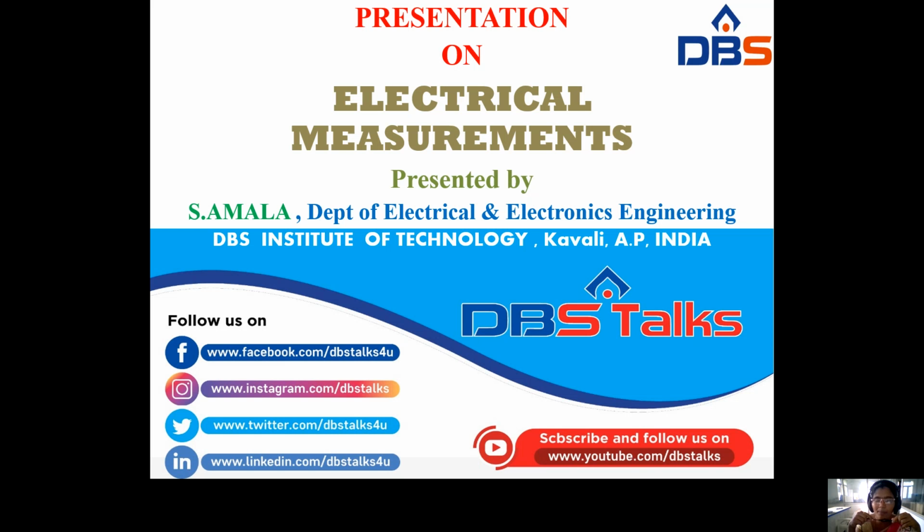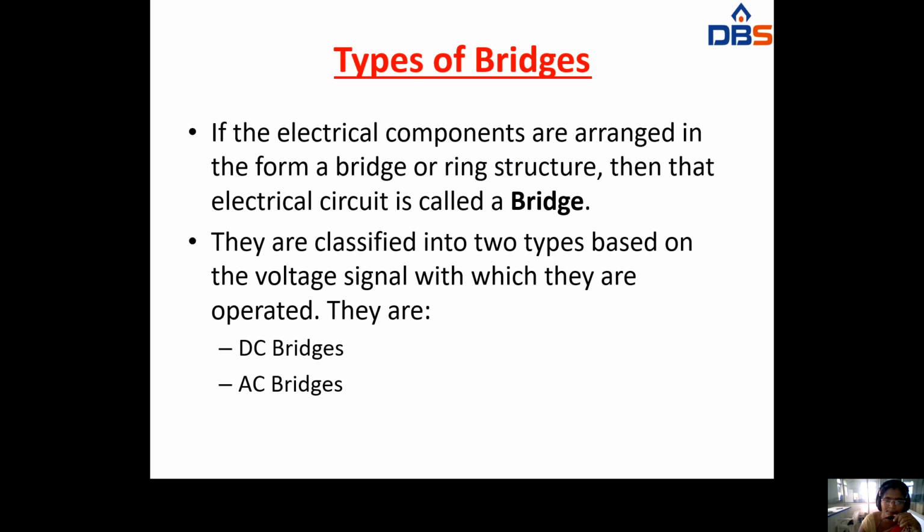To find the medium resistance, that means between 1 to 100 ohms, the resistance value lies between 1 ohm to 100 ohms. That resistance will be called the medium resistance. To find the medium resistance value, we use the Wheatstone bridge. So now in this class, we are discussing first of all the Wheatstone bridge.